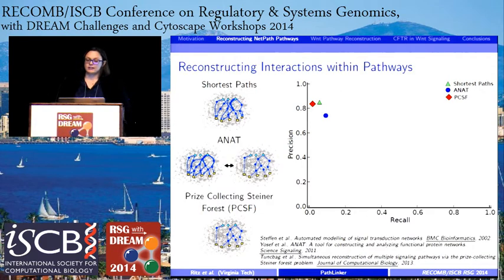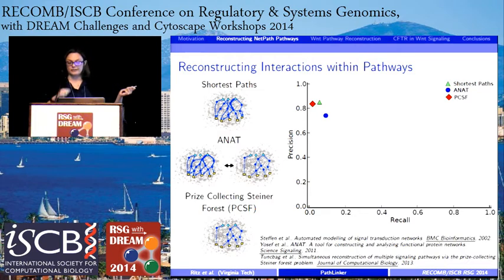So I'm first going to start with some of the most elegant solutions to this sources to targets problem. The first is simply, if we're going to find a subnetwork, let's just look for the shortest path. Let's compute the shortest path from every receptor to every transcriptional regulator. We can take the union of these paths as a single subnetwork, and that will correspond to a single point in our precision and recall curve.